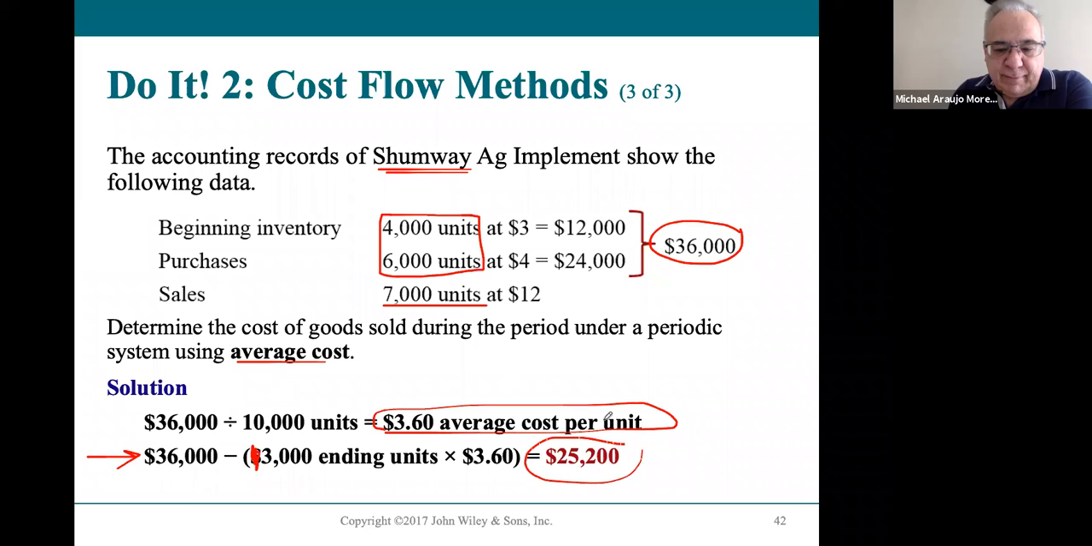Okay. Regardless of which method you use, there's always some way to figure it out. Do you have some questions?